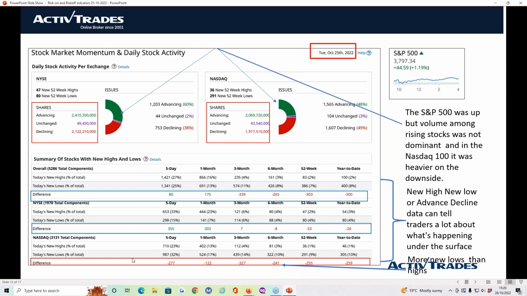So we'll start with a chart or a table from Tuesday. Again, this is taken from barchart.com. It's their stock momentum page, but it's packed with information.